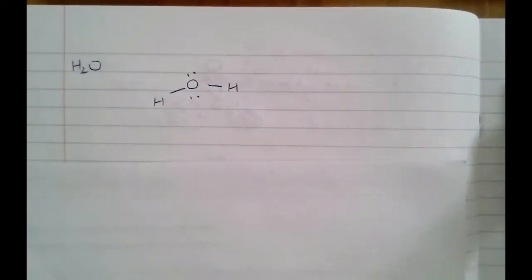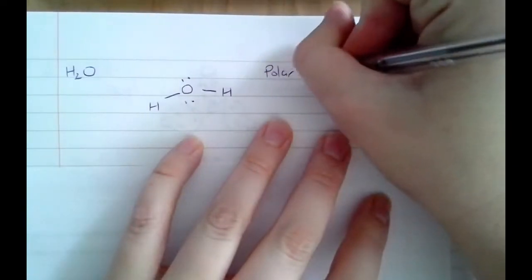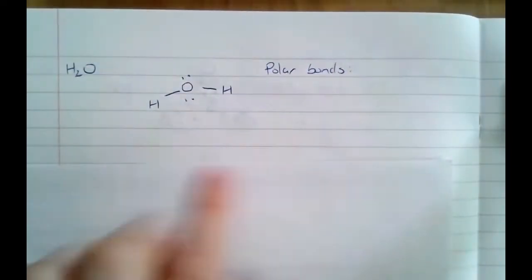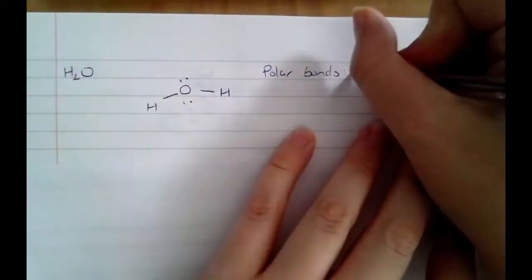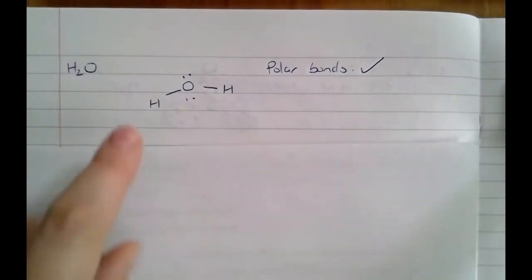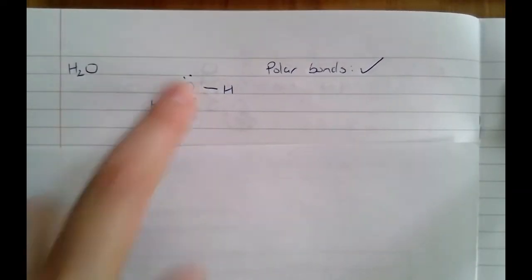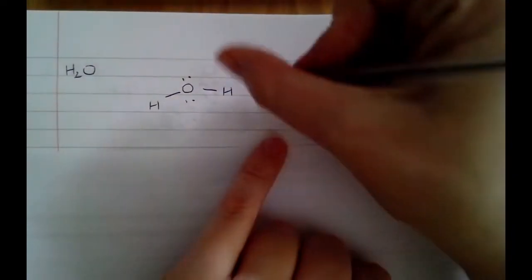In order to work out if this is a polar molecule, the first thing you need to ask yourself is, do you have any polar bonds? So the bonds I've got are hydrogen-oxygen bonds. Are they polar? The answer is yes. The reason they're polar is because there is an electronegativity difference between hydrogen and oxygen. Oxygen's far more electronegative, so I do have polar bonds.